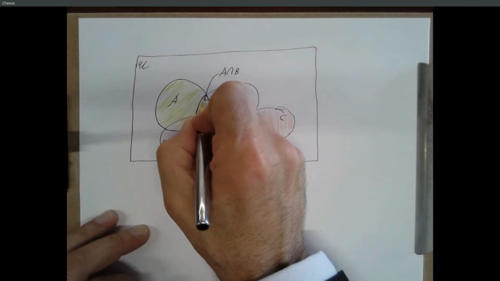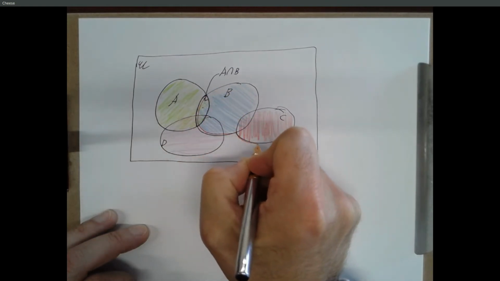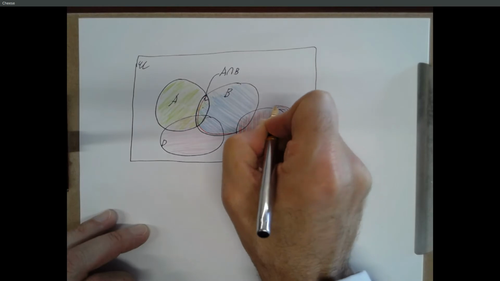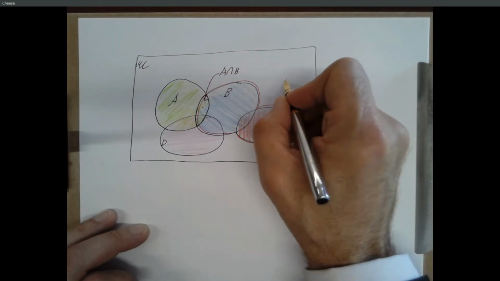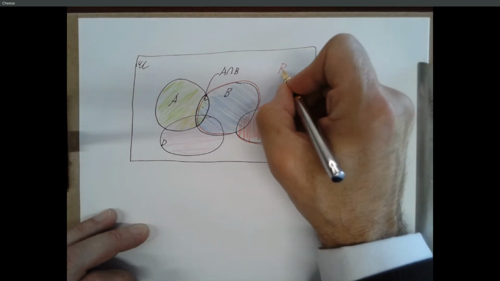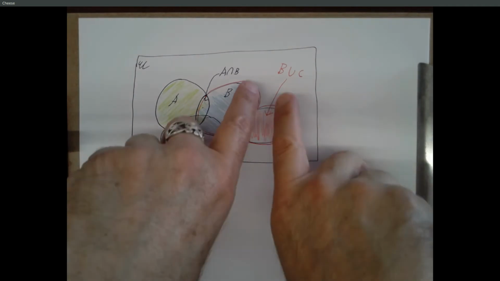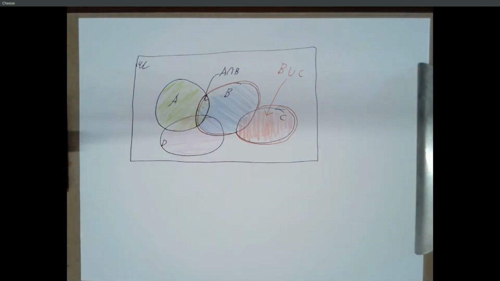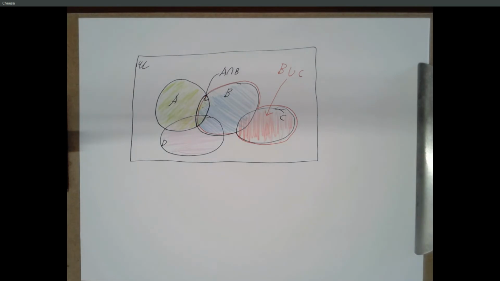Anything contained in this region or this region, this is really B union C, right? Everything in this double region is either in B or in C, or it could be something that's in both. It's certainly in the union if it's in both B and C.